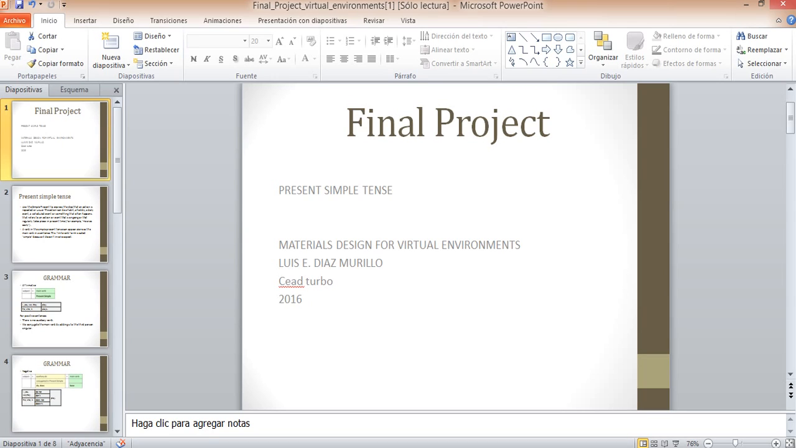For material design for virtual environments, I chose the present simple tense as the topic to explain in a kind of lesson.